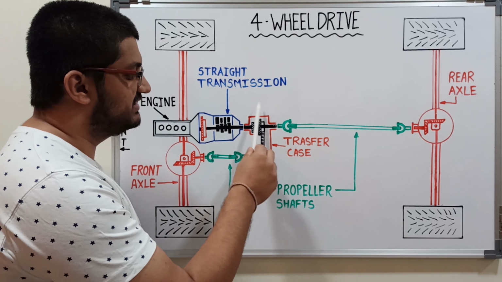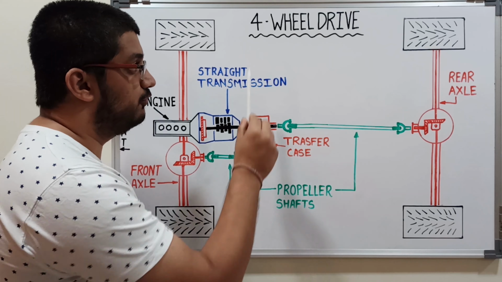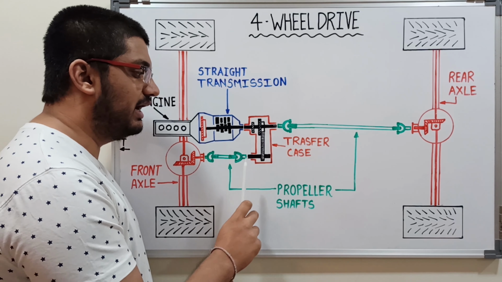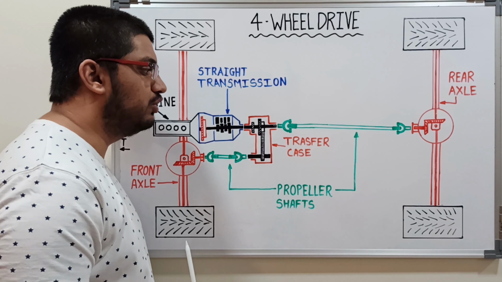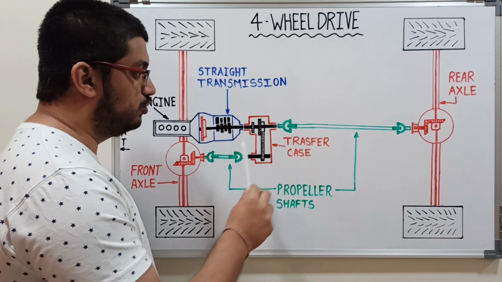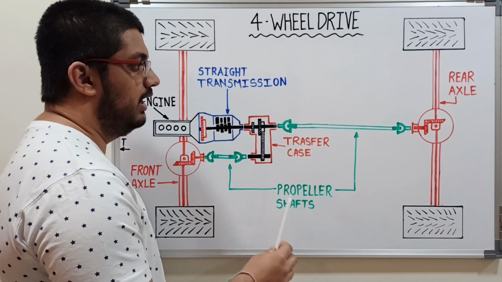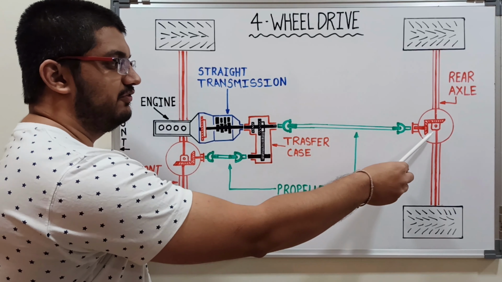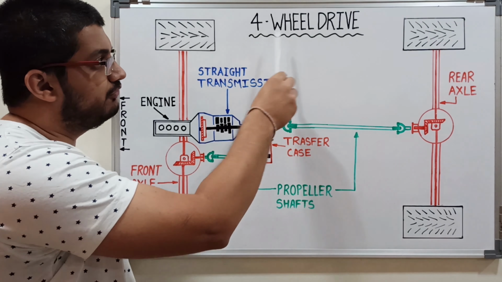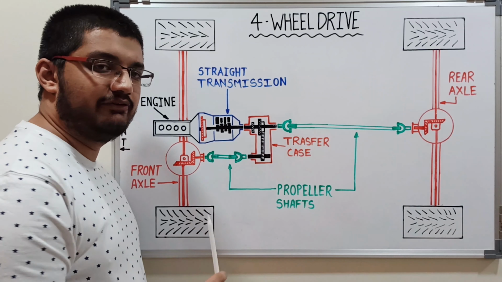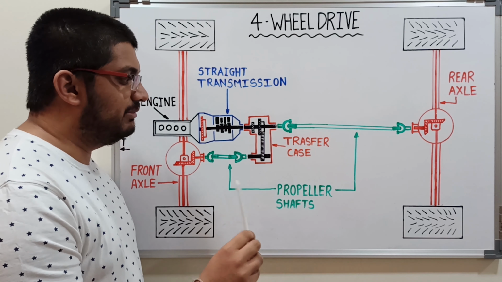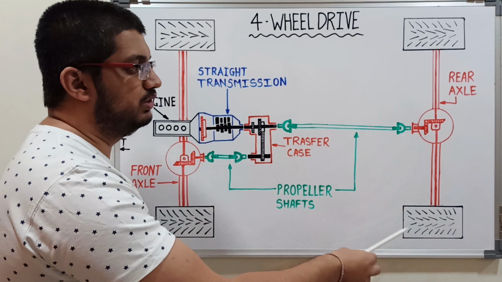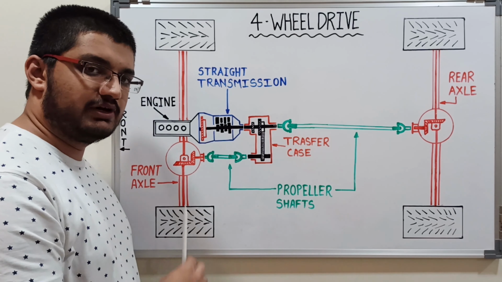Moving forward, this is a special component used in four-wheel drive. It is called the transfer case. The construction and working we'll be looking at in an individual transfer case video. Then next are the two propeller shafts, and finally the rear axle and the front axle with the rear differential and the front differential. So in a four-wheel drive, all four wheels are driven. It can be chosen manually also in some cases. So we can choose if only the rear wheels are driven or rear as well as front wheels are driven.